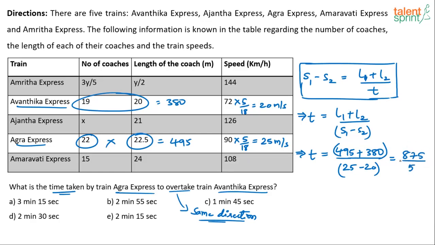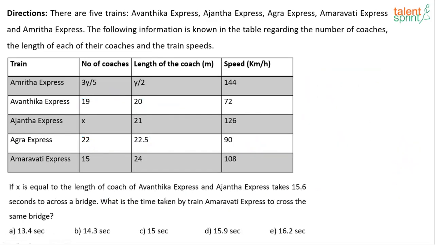So time taken is these many seconds. How many seconds, by the way? 875 by 5, that's 175, right? 175 seconds. Time is equal to 175 seconds. This can be converted to minutes. 175 seconds is very close to 3 minutes, or 2 minutes 55 seconds. 2 minutes is 120 seconds, additional 55 seconds. So 2 minutes 55 seconds. Option B. Yeah. Here's the next one.